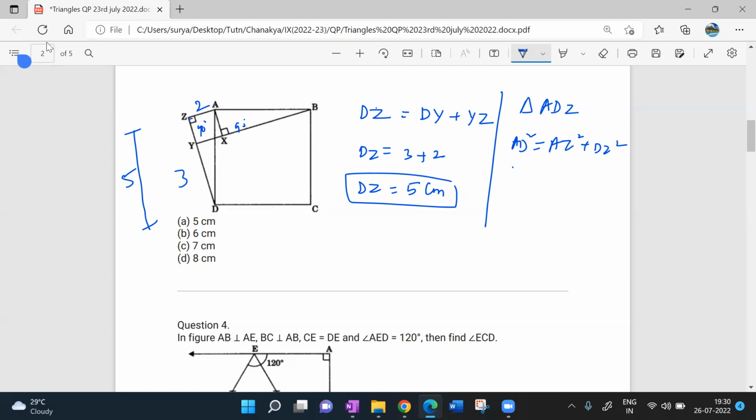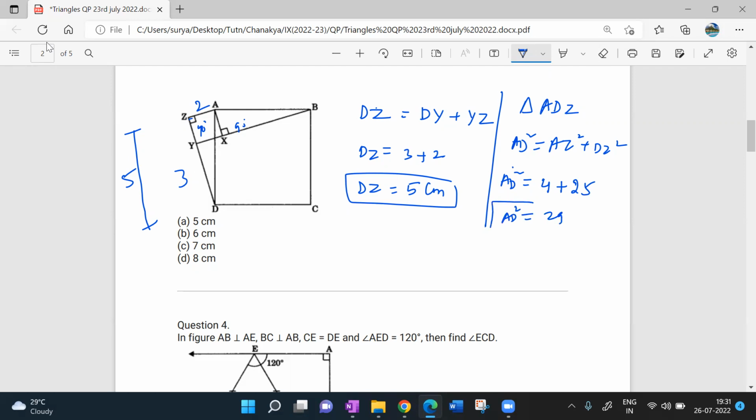AD square is equal to AZ square, which is 2 square, 4, plus DZ square. DZ is 5, 5 square is 25. So AD is equal to the square root of 29.